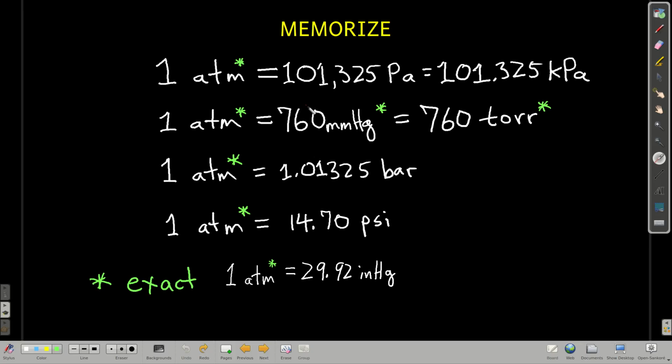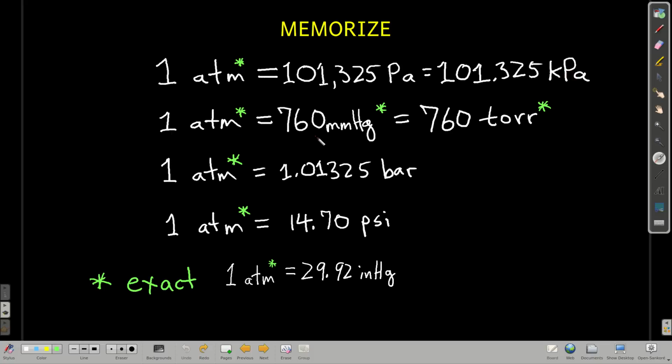Here are some relationships, some conversion factors between various units of pressure. Atmospheres on the left. The way I have this set up is atmospheres, exactly 1 atmosphere is on the left, and what it's equal to is on the right. So this is a conversion factor. It's equal to 101,325 pascals, which is 101.325 kilopascals.